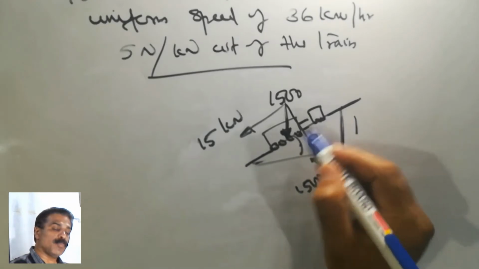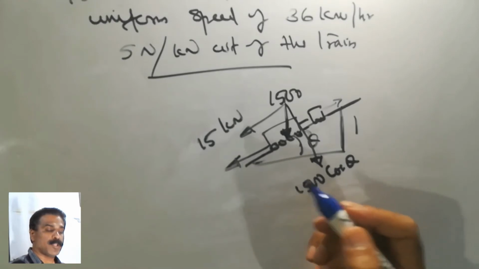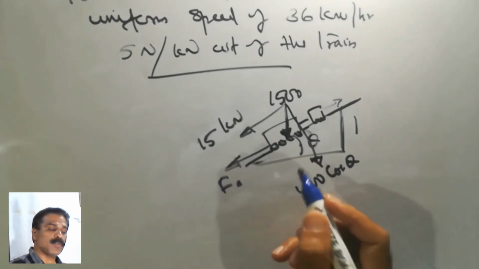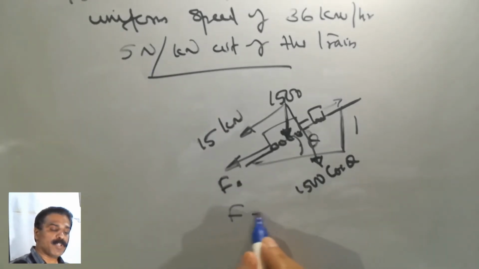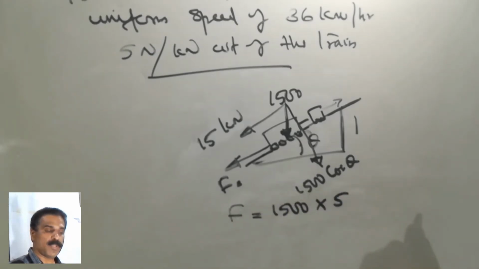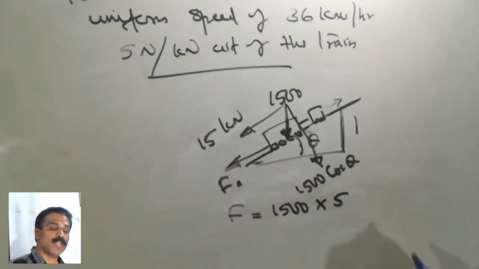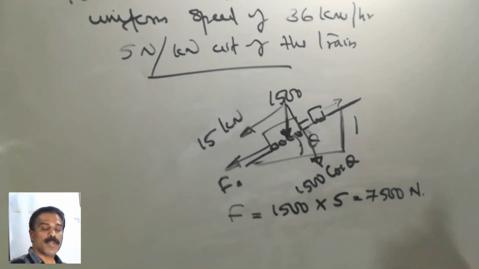Then what is the resistance? If the engine has to pull the train up, the frictional resistance will be in the downward direction. So this total frictional resistance is equal to how much? 5 Newton per kilonewton. So F, the frictional resistance, is equal to 1500 into 5. For each kilonewton weight, 5 Newton is there. So it is 7500 Newton. 7500 Newton is the total resistance.